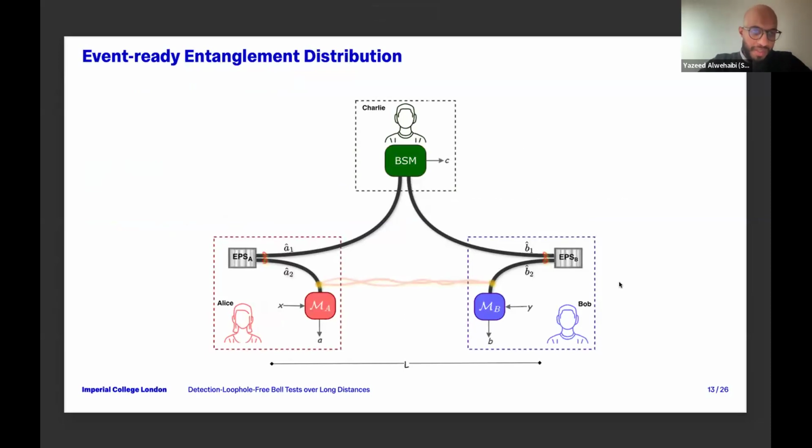A more, or a better scheme that you could use is what's called the entanglement distribution. In this scheme, Alice and Bob have entanglement sources in their labs. They use their own entanglement source, which produces two entangled photons. They send one mode to a middle station, Charlie, and keep one for their labs.